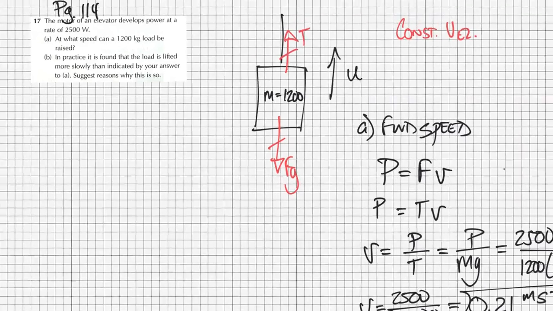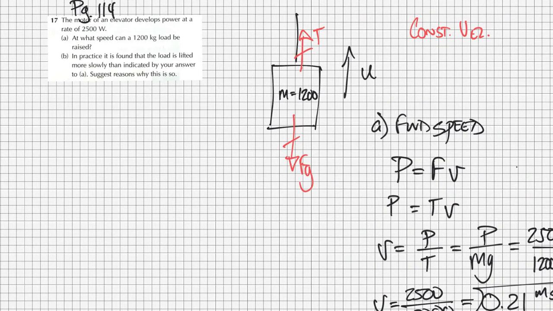So part B says, in practice, it is found that the load is lifted more slowly than indicated. So the velocity calculation is 0.21, where the actual velocity would be less than 0.21. And so why might that be true?